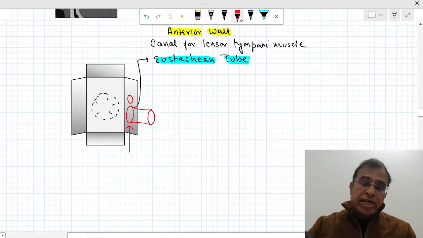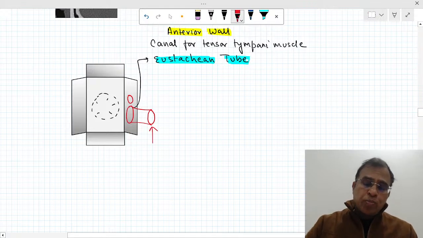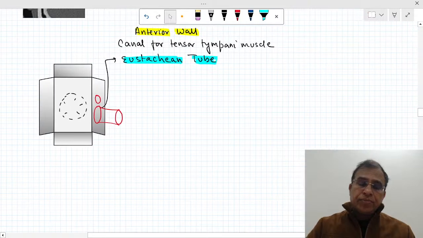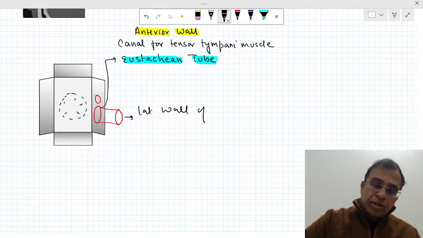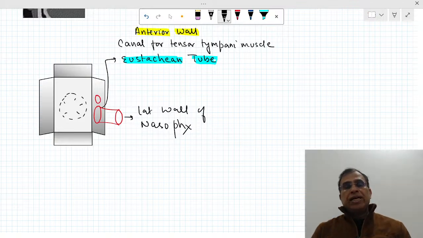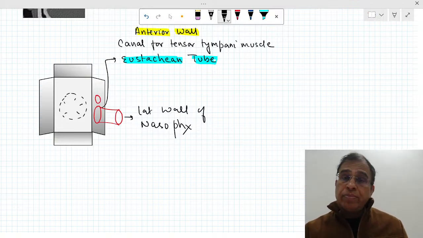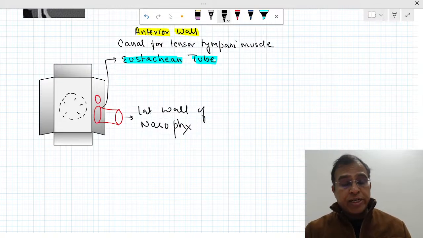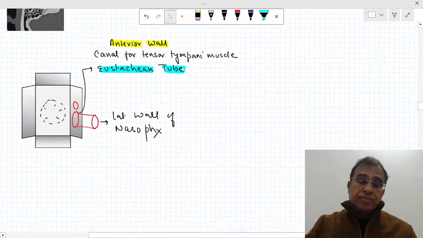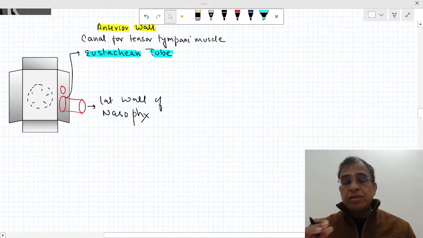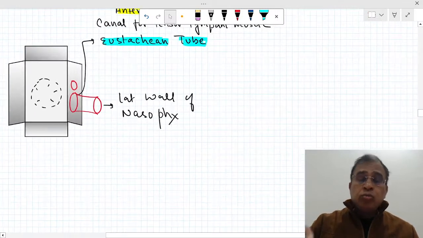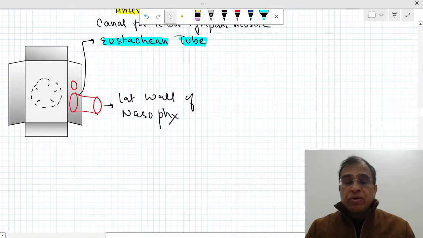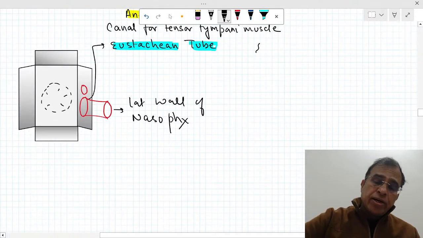This end of the tube opens in the anterior wall of the middle ear. Do you know where the other end of the eustachian tube opens? Anybody? This end opens in the lateral wall of the nasopharynx. So the eustachian tube runs from the anterior wall of the middle ear to the lateral wall of the nasopharynx. Now where is the nasopharynx? It's the part of the pharynx that lies behind the nose. Nasopharynx, pharynx behind the nose. Tomorrow we'll discuss the pharynx, the throat. But when I draw the pharynx, I draw it like this.